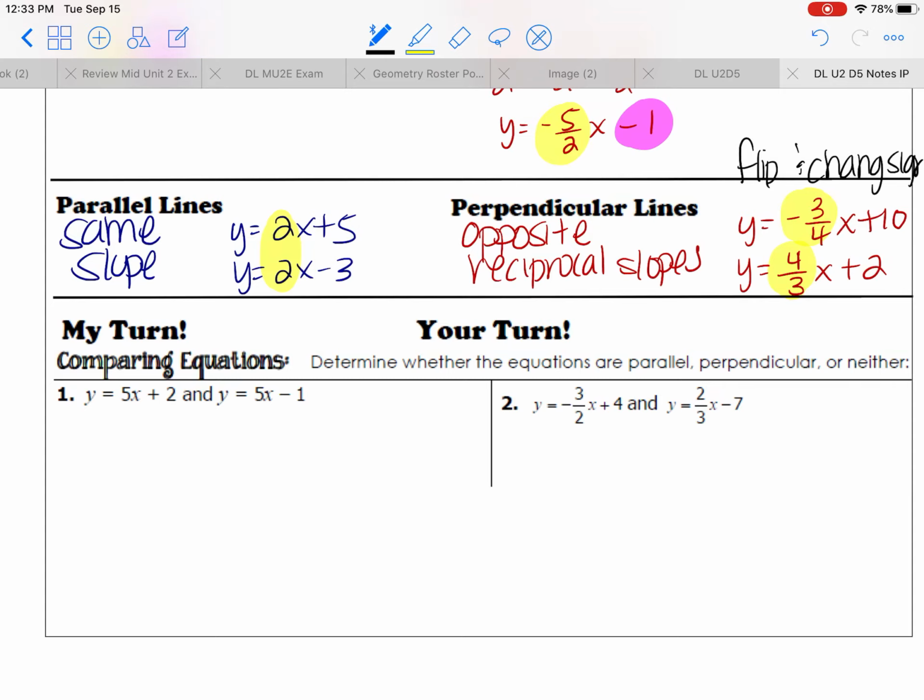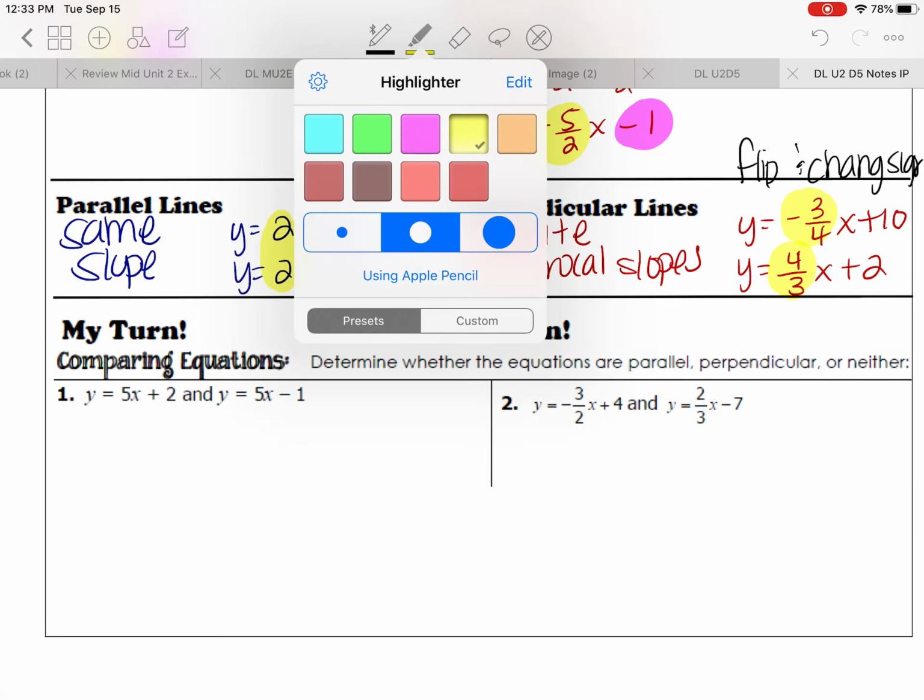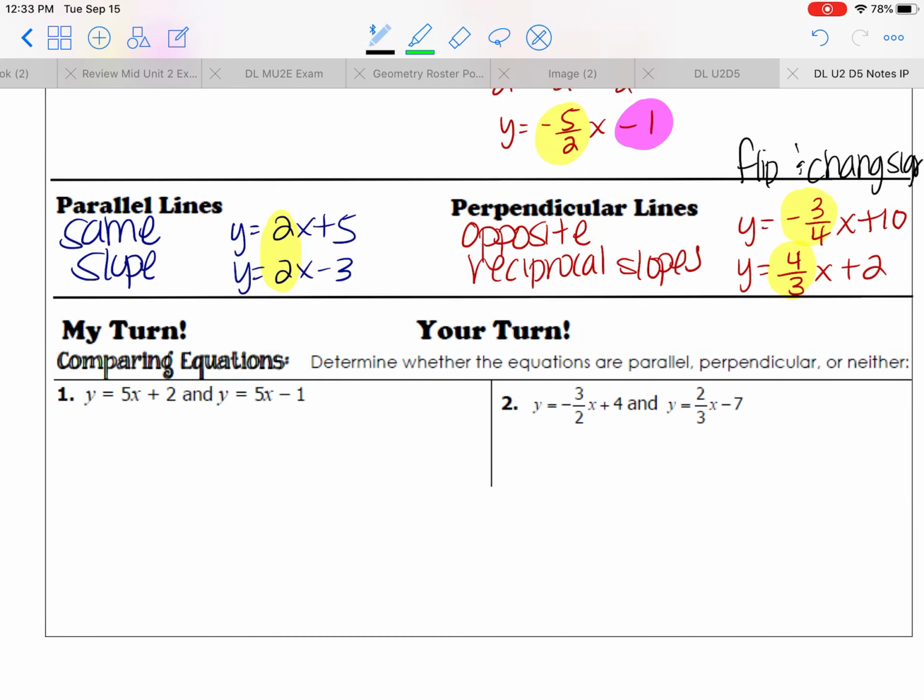It says determine whether the lines are parallel or perpendicular or neither. Looking at this one, I notice that my slope in the first one is the coefficient of x, which is 5. And the y-intercept is 2. In the next one, the slope of y equals 5x minus 1 is 5 because that's the coefficient of x. And my y-intercept is a constant number, negative 1. So in this one, we notice that because they have the same slope, these lines will be parallel.